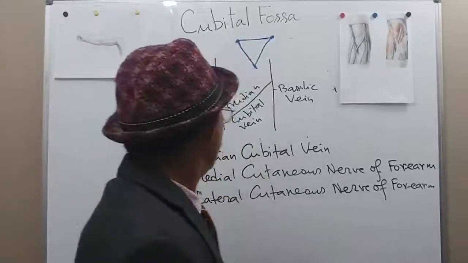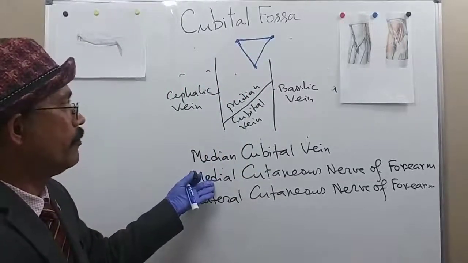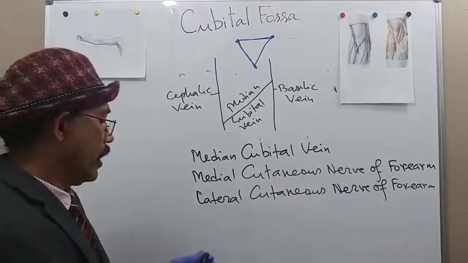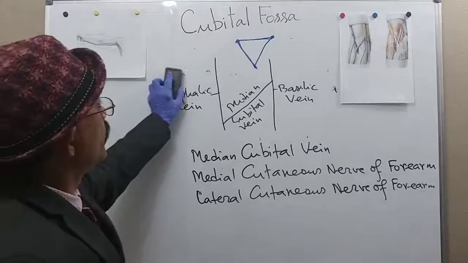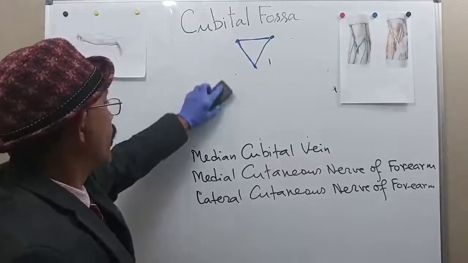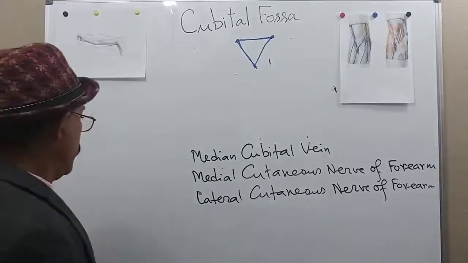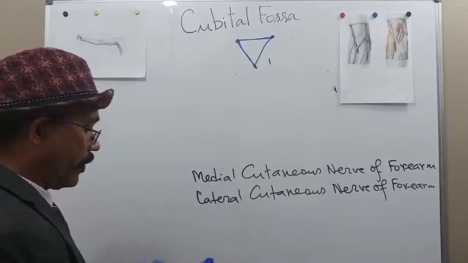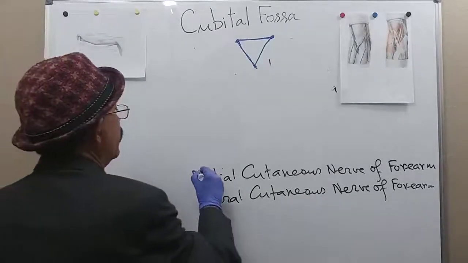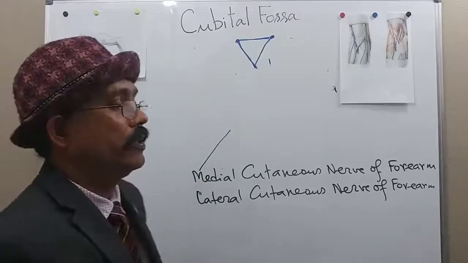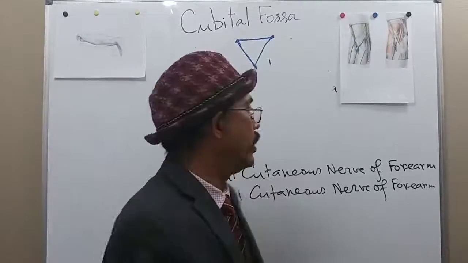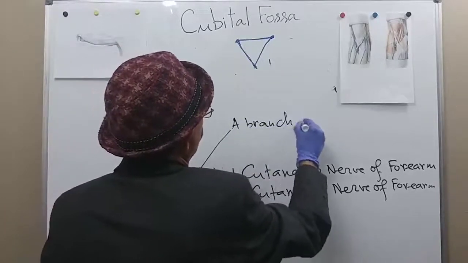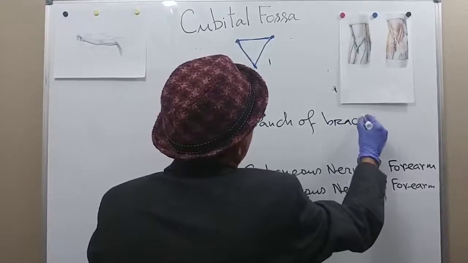Okay, then in the superficial fascia of the roof of the cubital fossa, we have the medial cutaneous nerve of the forearm. The medial cutaneous nerve of the forearm is important. This nerve is a branch of the brachial plexus.